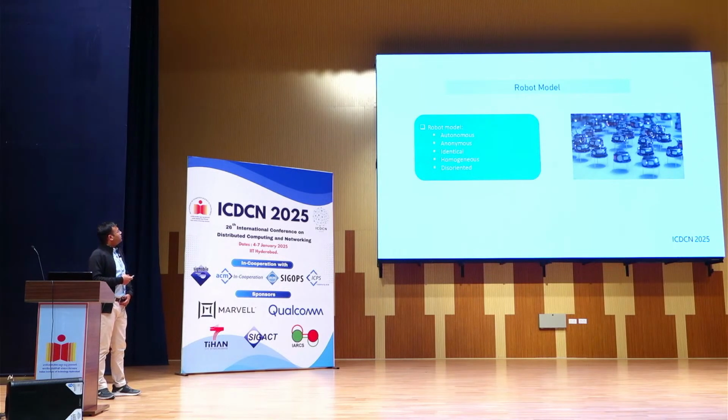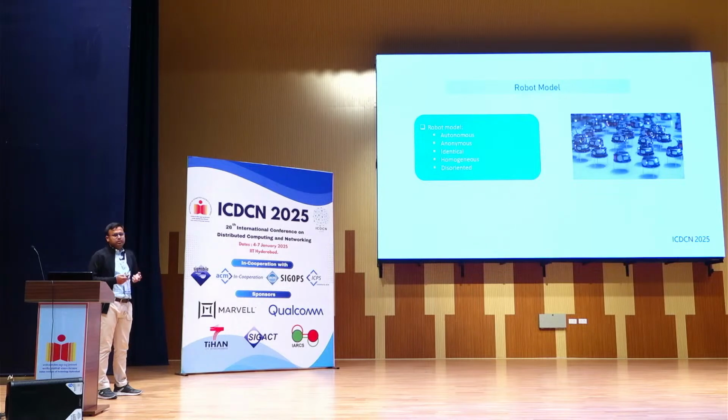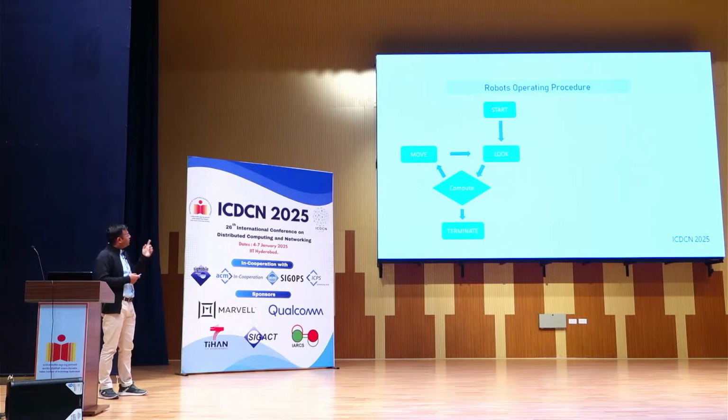The basic robot model: the robots are decentralized, they are autonomous, there is no central control, they have no unique ID, and they look the same from the outside, they are identical. They all run the same algorithm, so they are homogeneous, and they are generally disoriented. That means they don't share any common notion of direction with others. So how do the robots work? They operate in a loop: look, compute, move cycle.